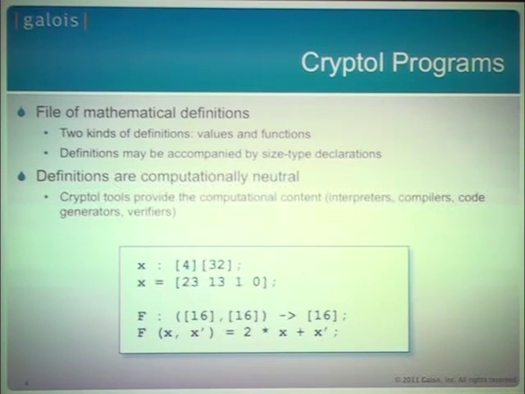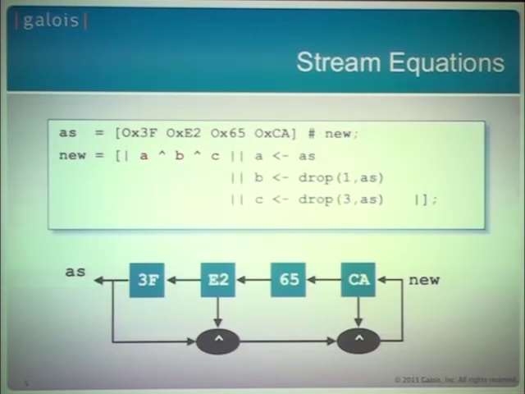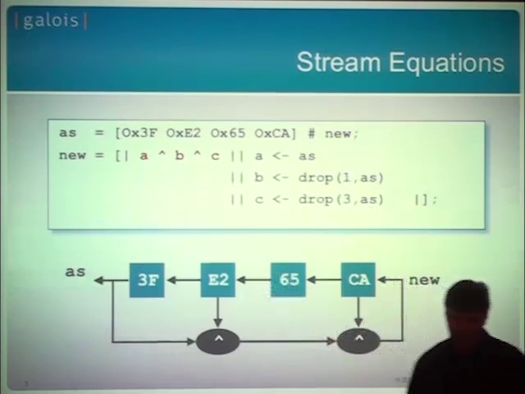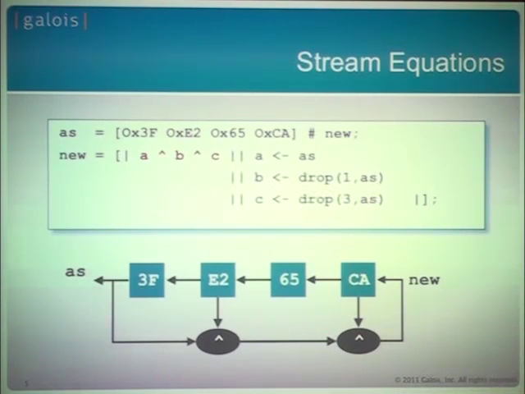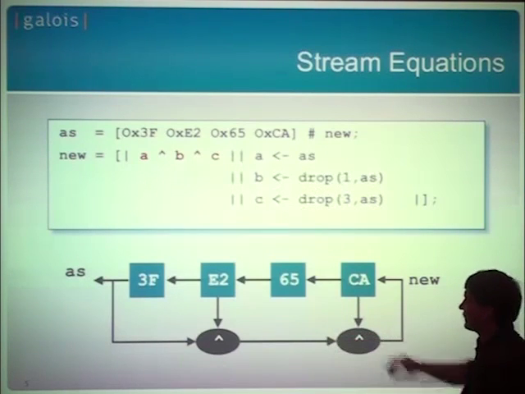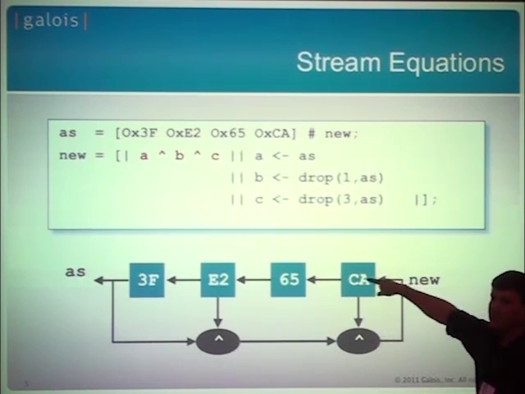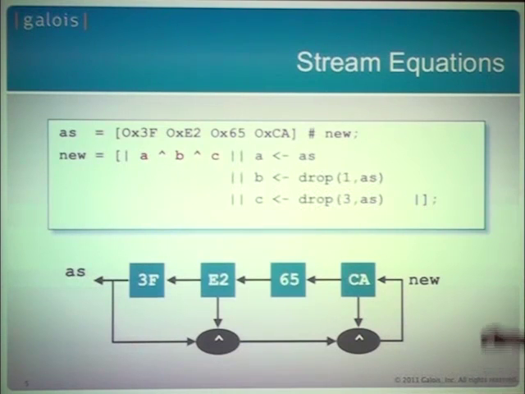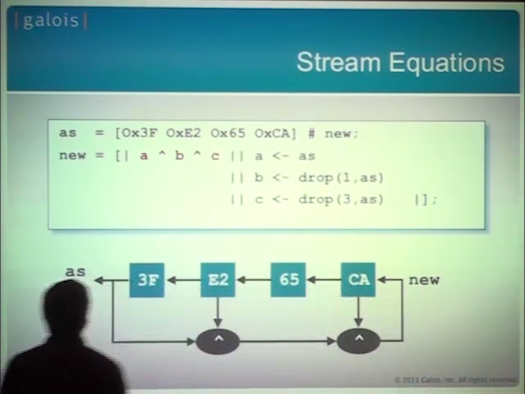I said that we have stream equations, and so this is the kind of recursion that we have. If I want to have something like a shift register, here's how I might picture the shift register with a few initial values set up in that shift register, and then each clock tick move all the values one to the left and compute a new value to shift in. Well, the stream equation is just a straightforward writing down of this.